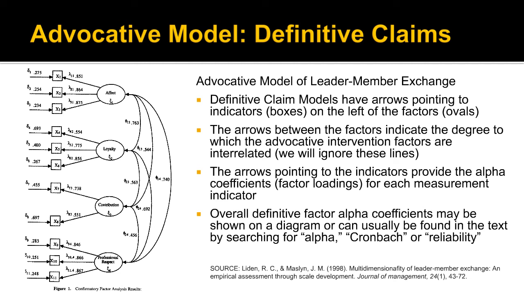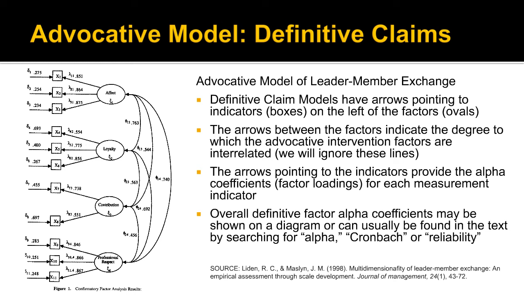These provide estimates of the degree to which each of the intervening factors actually affect each other. More advanced evidence-based analysis would consider these intercorrelations when identifying which of the 4 factors might be the best to focus on during an intervention. However, we will ignore these lines for our analysis.